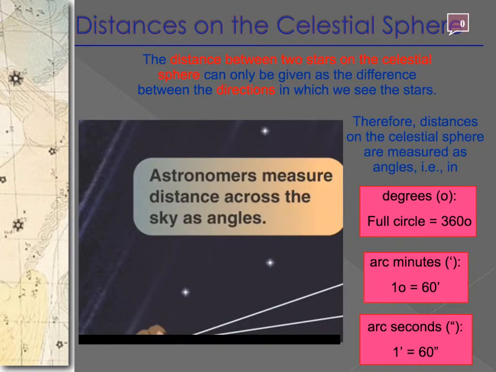So looking at some different distances. We can measure the distances across the sky by breaking the sky apart into degrees, minutes, and seconds. We know that in a circle there are 360 degrees. We can then further break that up into minutes, and this is supposed to be the degree symbol there. So 1 degree is equivalent to 60 minutes, and then 1 minute is equivalent to 60 seconds.